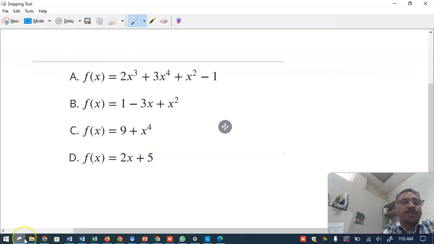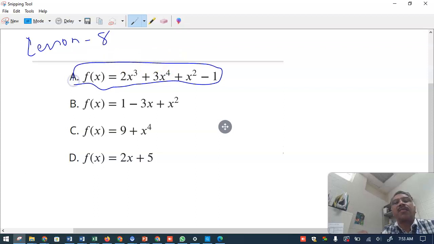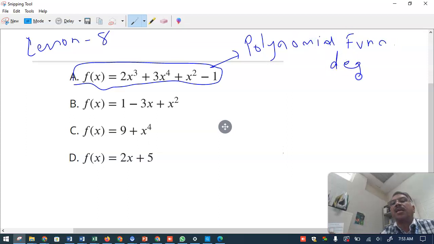So the first one, here it is. This is practice problem lesson number 8. What are you supposed to do here? What is the end behavior of this? How does this graph look? First of all, remember this is a polynomial function of degree 3, right? The degree is the largest exponent, and 3 is an odd number.